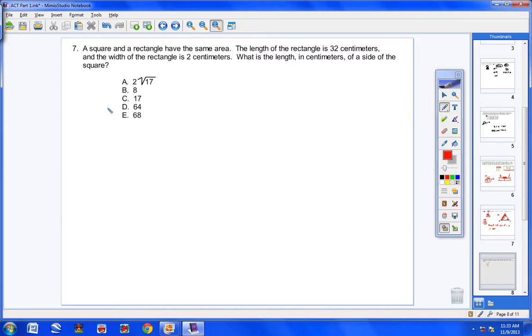All right, number 7. A square and a rectangle have the same area. The length of the rectangle is 32 centimeters. The width is 2 centimeters. What is the length of a side of the square?